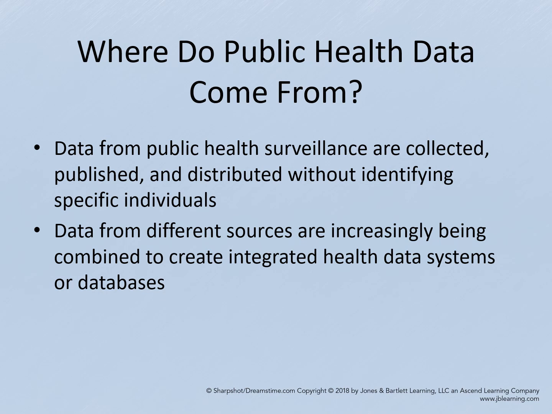So where do public health data come from? Public health data are collected in a wide variety of ways. These methods are often referred to as public health surveillance or just surveillance. Data from public health surveillance are collected, published, and distributed without identifying specific individuals. Data of this type come from a growing variety of sources. It is helpful, however, to classify these sources according to the way they are collected.